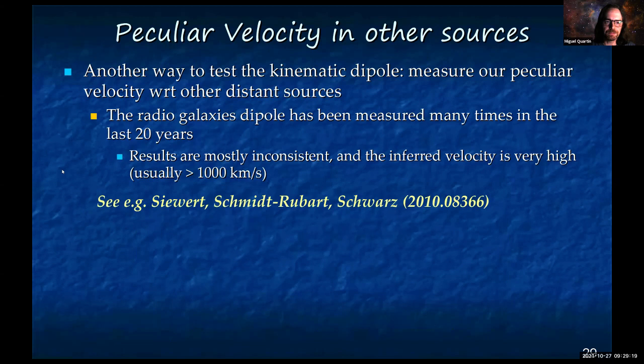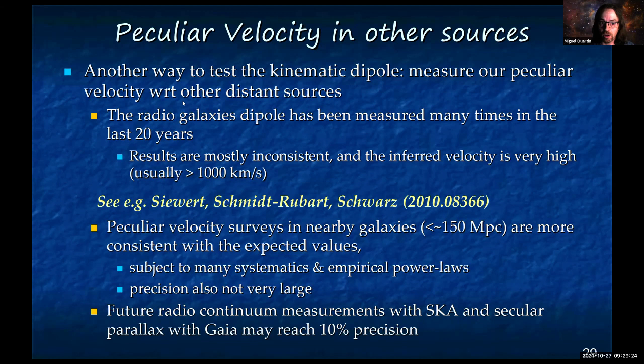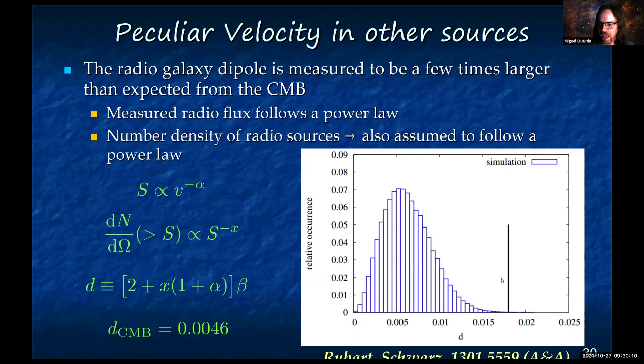I'm just going to draw attention that this is being discussed here, because it also can be looked at in other sources like radio galaxies, and the dipole of radio galaxies is not in agreement with the CMB. They measure a dipole which is in excess of 1,000 kilometers per second. You can do peculiar velocity surveys in nearby galaxies, and those are more consistent with the expected values, but there are lots of systematics and empirical power loss that you have to use in this case. So it's a little bit less simple or under control, and the precision is not very large anyway. With SKA in future radio continuum measurements, even with parallax, you can get to 10% precision on these measurements. The radio dipole measurement is in black, and the histogram of what you expect from lambda CDM is in blue. So there's a clear problem going on in the radio dipole.